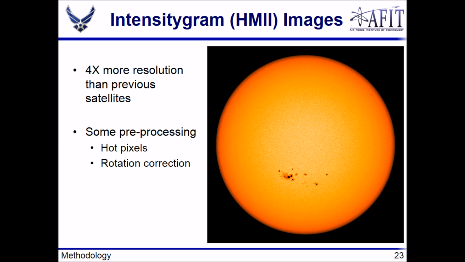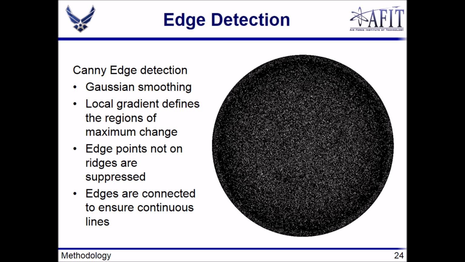So on slide 23, the HMI produces an intensitygram image, and this image has at least 4 times more resolution than previous satellites used, for example, the SOHO satellite. And there's some pre-processing associated with those images, but those are mostly limited to things like correcting for hot pixels on the CCD, and then any rotation correction that has to be applied based on where we are in our orbit. So after that, next slide, the first thing I want to do is an edge detection.